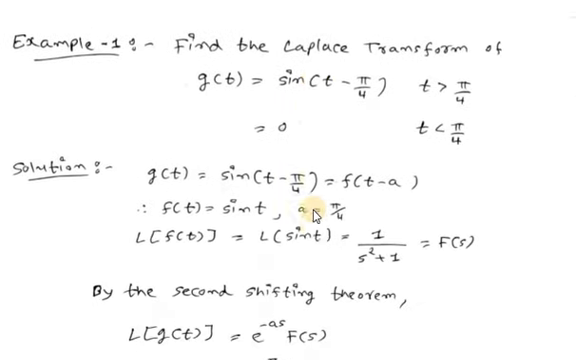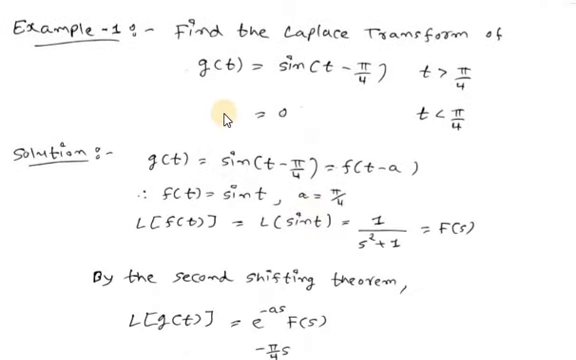Now we will see one example related to this topic. We have to find the Laplace transform of g(t), that is sine of t minus pi by 4 when t is greater than pi by 4, and g(t) is 0 when t is less than pi by 4. Over here we have been given g(t) equals sine of t minus pi by 4. Now compare this function with f(t minus a): the value of a is pi by 4, so f(t minus a) is sine of t minus a.